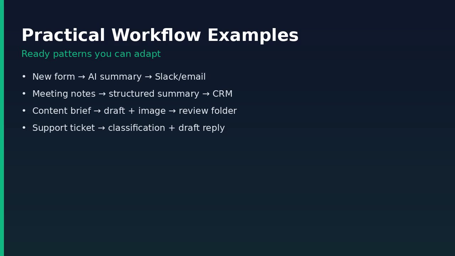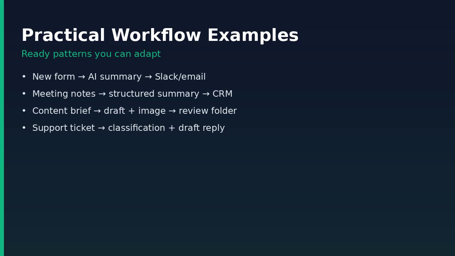Workflow 4. Support triage. Incoming tickets are classified by urgency and topic. A draft reply is generated using approved tone and knowledge base excerpts. The draft is presented to the agent for approval or editing. This accelerates response time without removing human responsibility.